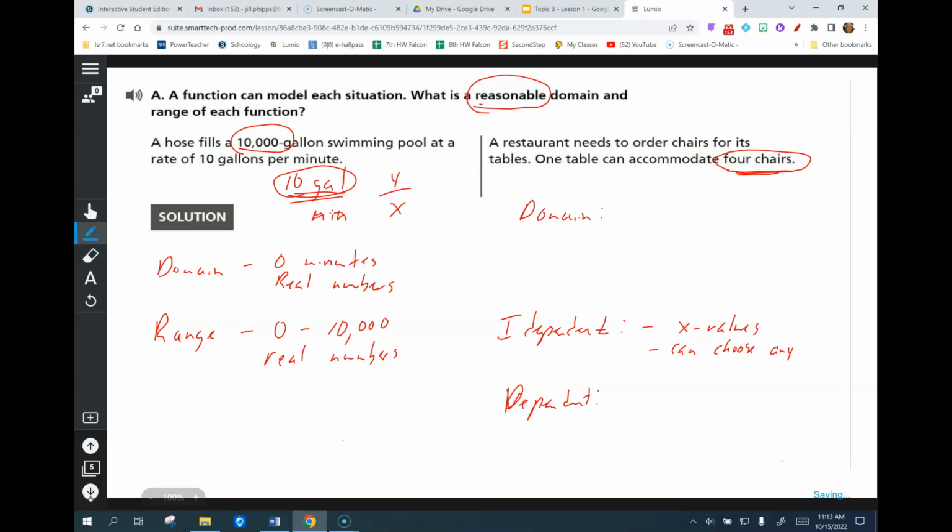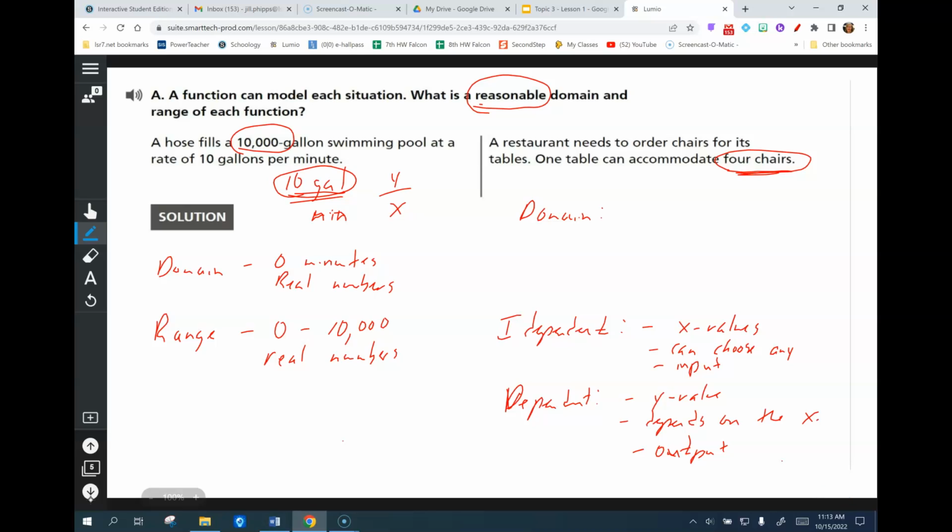The dependent variable, those are going to be your y values. And guess what they're dependent on? They depend on what the x value is, because that's what you're plugging in. That's the input. So your independent variable is going to be your input, and the dependent is the output. Poor dependent variable. It just gets stuck with whatever happens to the independent variable.